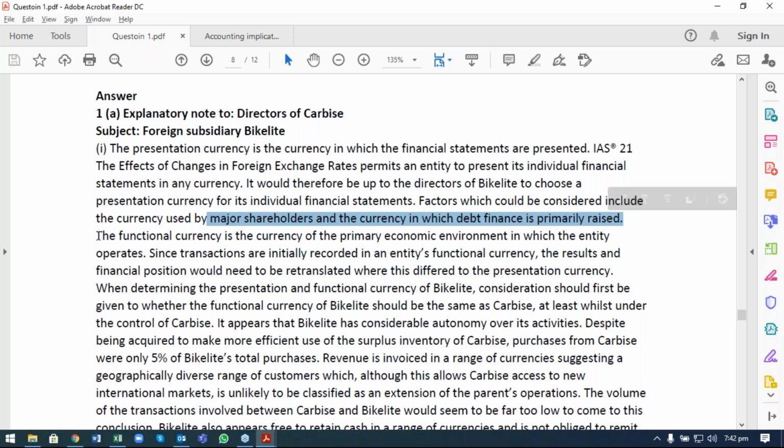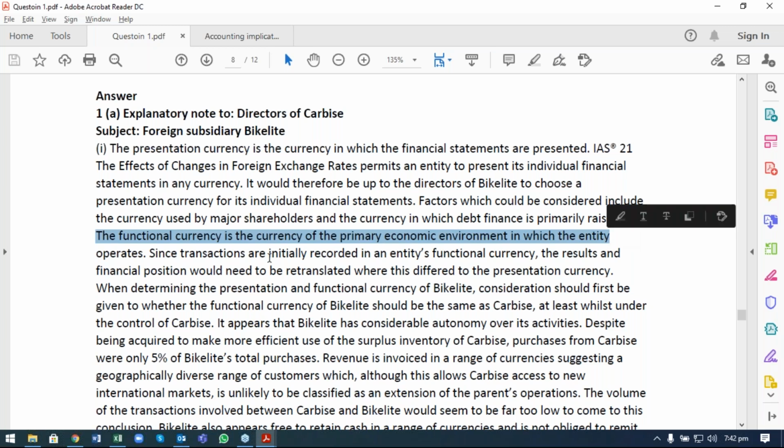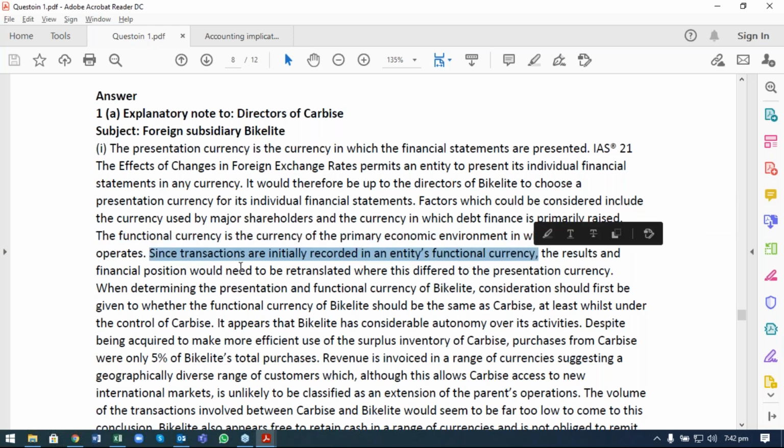Now we're looking into the functional currency. The functional currency is the currency of the primary economic environment in which the entity operates. Since transactions are initially recorded in the entity's functional currency, the results and the financial position will need to be retranslated where it differs from the presentation currency.